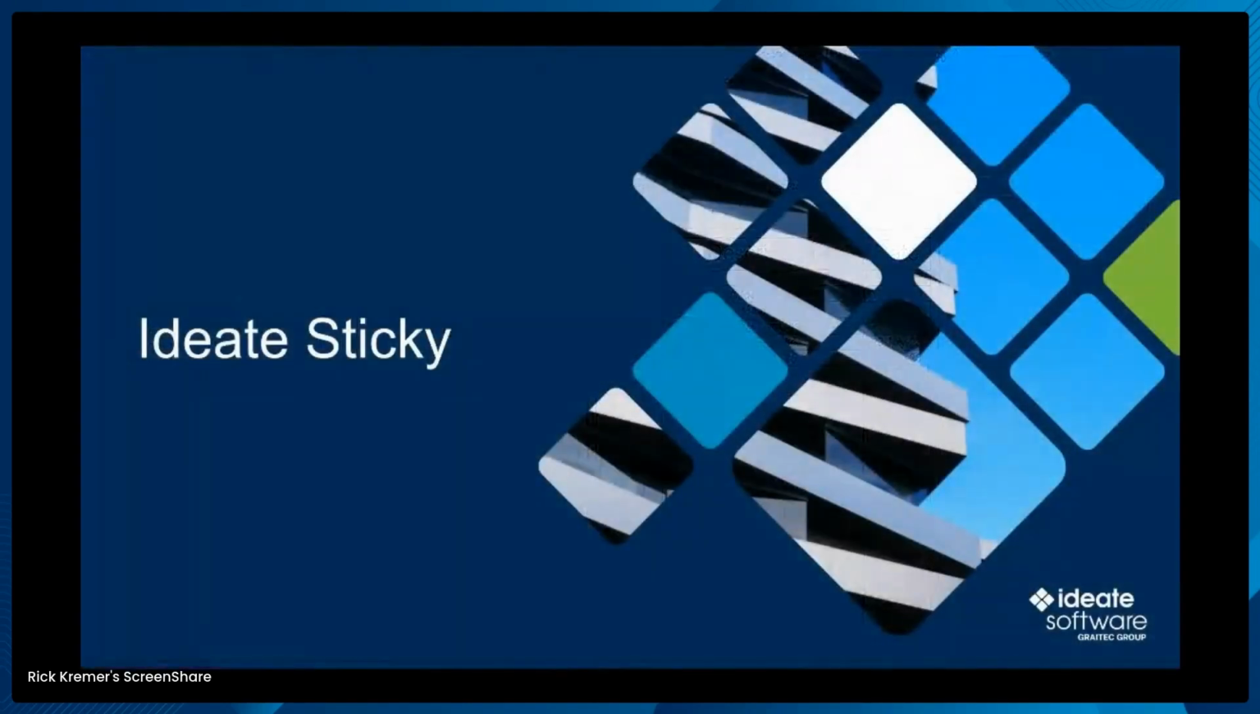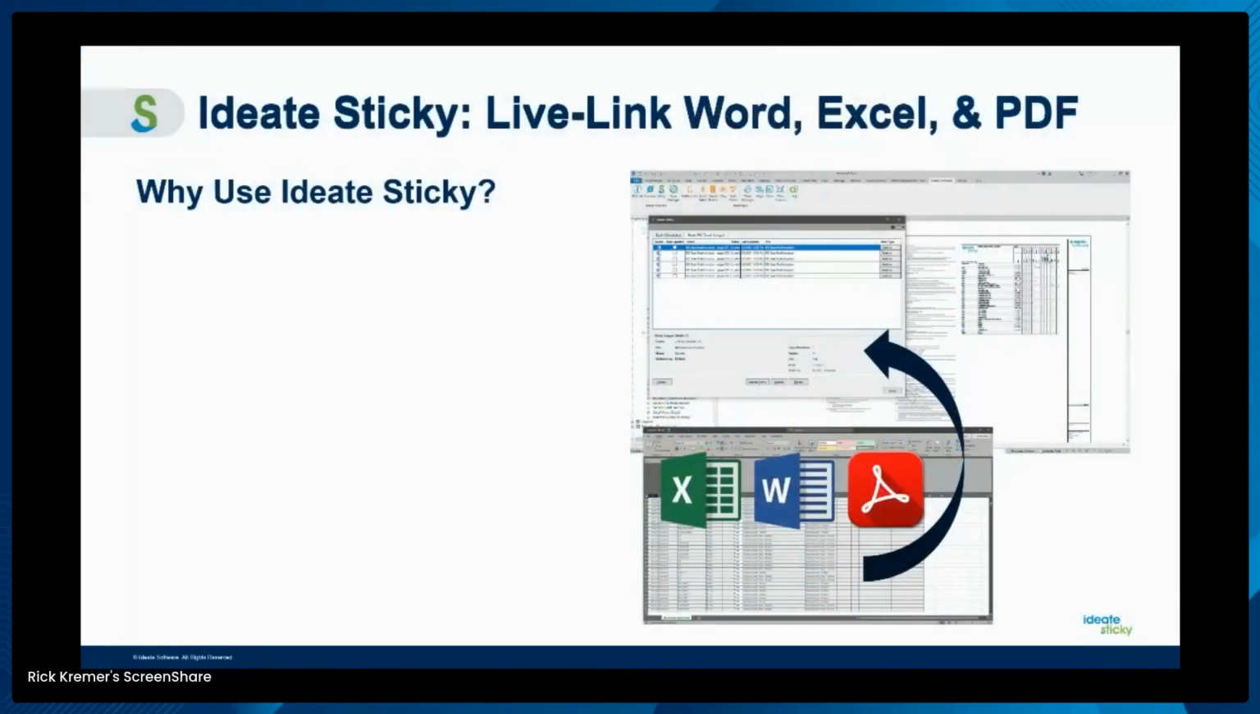Now, all the information that I just placed, remember, is now in an Excel spreadsheet. How do I start to go through and get that data back into Revit? Well, here's where we use Ideate Sticky. This is a tool that allows us to use non-BIM information right in Revit. And you might be asking, what is non-BIM data that you might put into Revit?